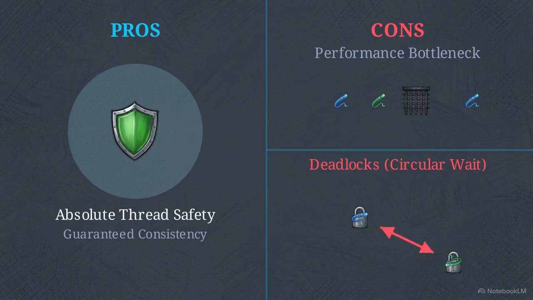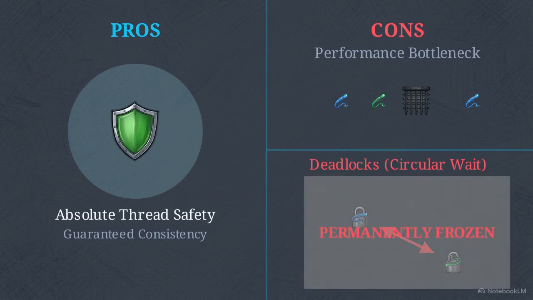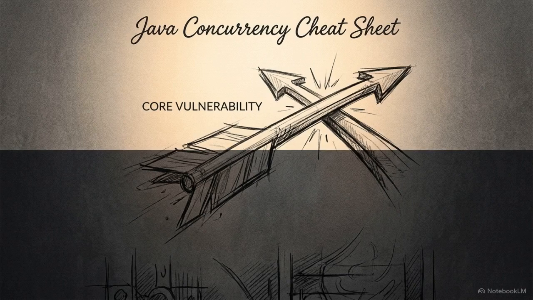The ultimate risk is deadlocks. If thread A holds a lock thread B needs, and thread B holds a lock thread A needs, both freeze permanently. Take a look at this cheat sheet.